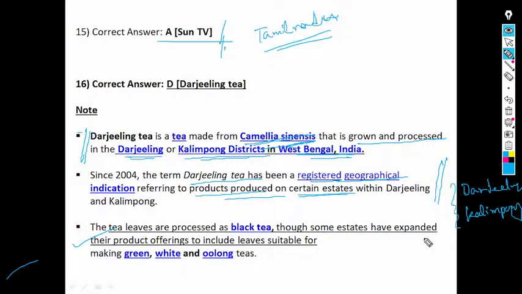The tea leaves are processed as black tea, particularly. Though some estates have expanded their product offerings to include leaves suitable for green, white, and oolong teas.